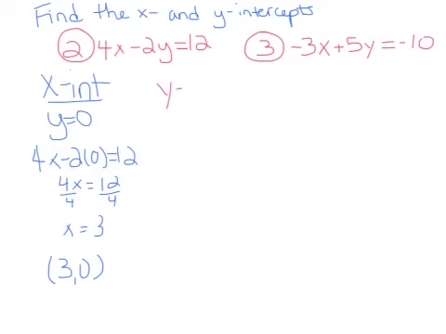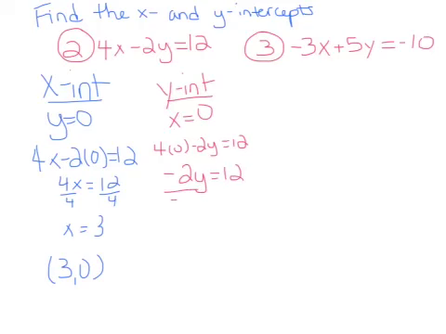For the y-intercept, make sure you set x equal to 0. That's going to give you 4 times 0 minus 2y equals 12. For that part, make sure that you do not lose the negative here. That's a common mistake I see. You're going to end up getting negative 2y equals 12. Then you divide both sides by negative 2, and your answer is going to be y equals negative 6. So your answer for that one is going to be 0, negative 6.